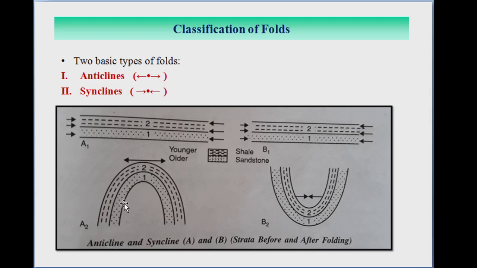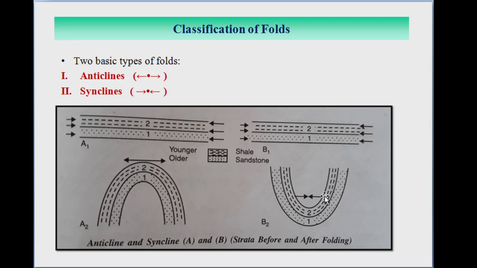Okay, so here in the anticline fold, the older rocks occupy the position in the interior of the fold. Here one indicates one type of rocks, two indicates the second type. So older rock occupies the position in the interior of the fold because it is an anticline fold, and the younger rock strata is on the exterior of the fold. Whereas in the syncline fold the younger rocks occupy the position in the core of the fold.